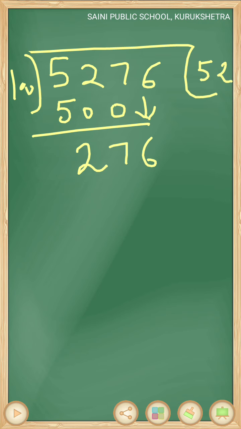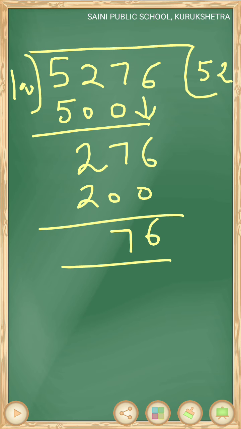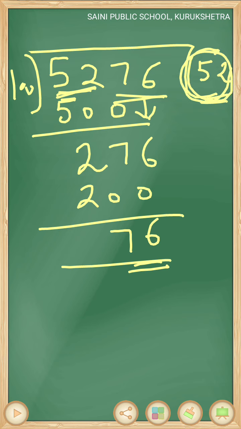It will be 200, the nearest product to 276 in the table of 100. Again subtract: 6 minus 0 is 6, 7 minus 0 is 7. So this is the remainder. Now you can see again the last two digits are the remainder and the first two digits are the quotient. While dividing by 100, the quotient is always obtained from the first two digits, by removing the last two digits from the number, and these last two digits form the remainder. So you can find it easily by seeing the number.